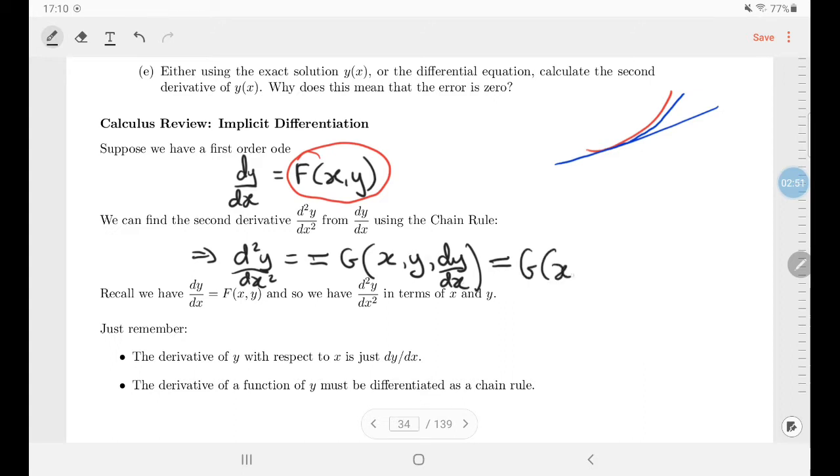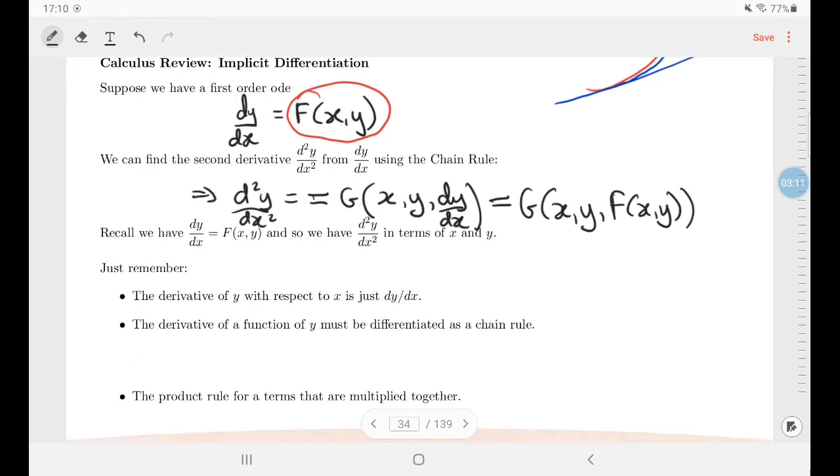That might be a bit confusing. We'll see an example in a moment. The first derivative here is in terms of x and y, so we can find the second derivative just in terms of x and y. We've got to be careful: the derivative of y with respect to x is dy/dx, and product rules and quotient rules apply. If you have a function of y, it must be differentiated using the chain rule.